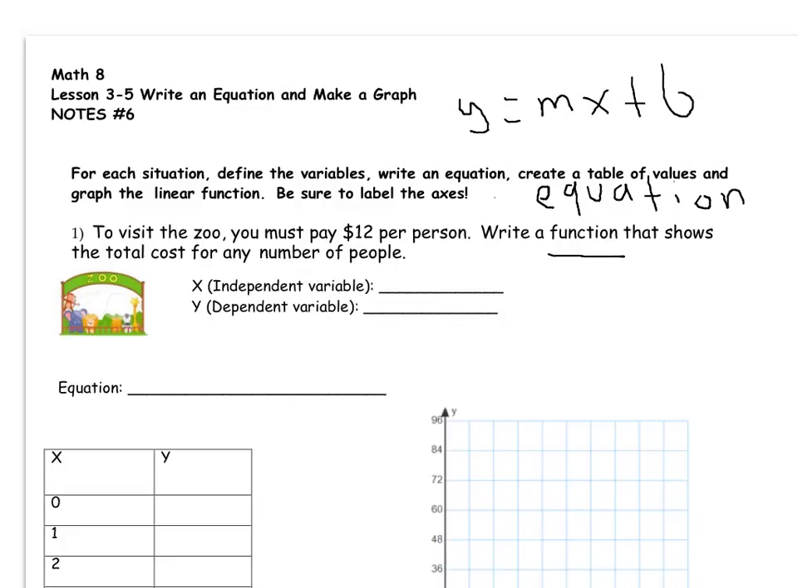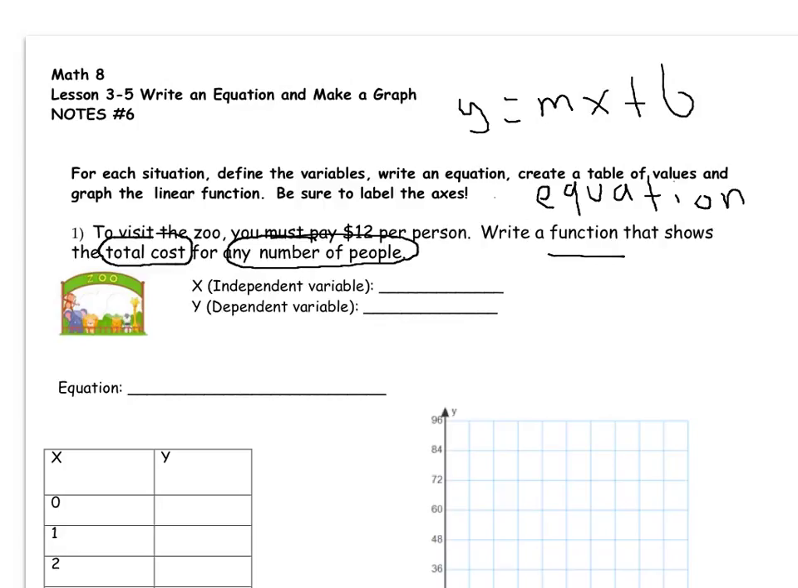So as we read the question for number 1, it says write a function that shows the total cost. So let's circle total cost for any number of people. So those are our two unknowns in our story, the total cost and the number of people. We have to determine which one is going to be represented by x and which one is going to be represented by y. So we have to think about it.